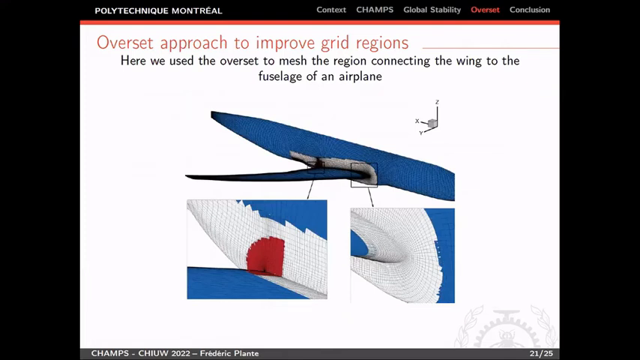We have done an application of the Overset mesh to a case like this one. So this is an aircraft geometry where we use an Overset grid to refine the region at the interface between the fuselage and the wing. So you can see the blue, white, and red grid in here. So we're able to locally mesh the junction between the fuselage and the wing.